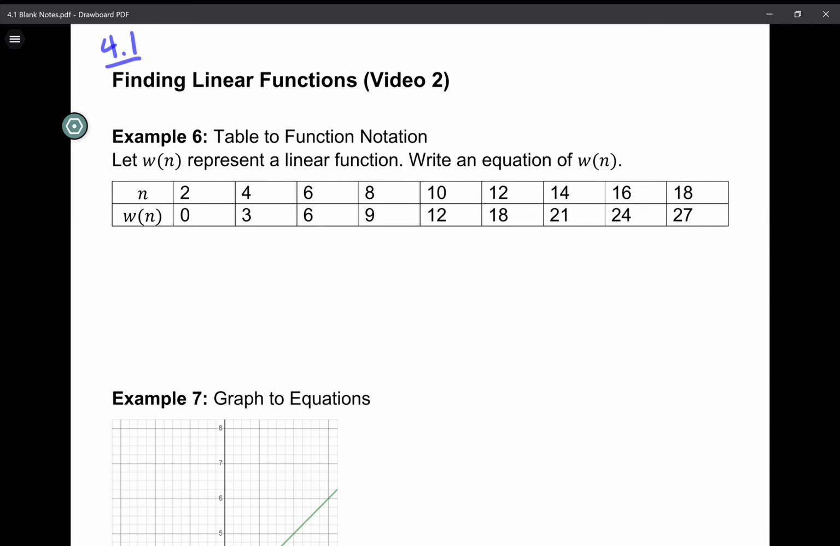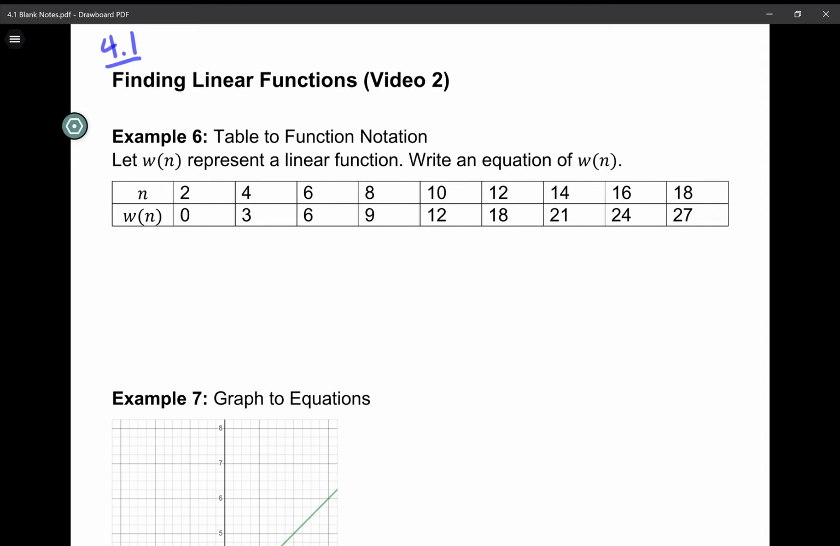So in the last video, we decided how to decide if a function was linear from a table, how to decide if it was a linear function from a graph, and we worked on finding the equation of a linear function given some information. So let's practice a little bit more with finding the equation of a linear function, and we're going to do it this time given a table.